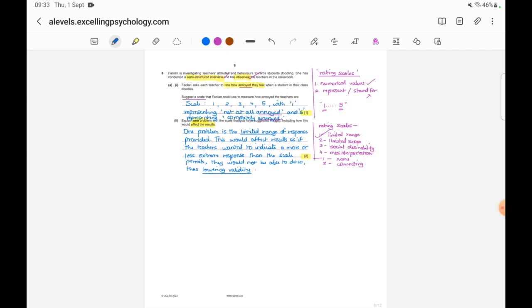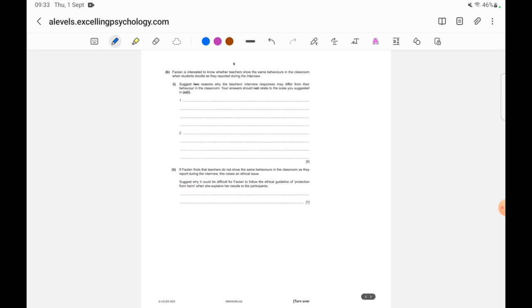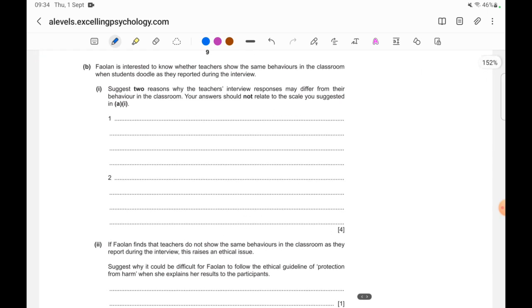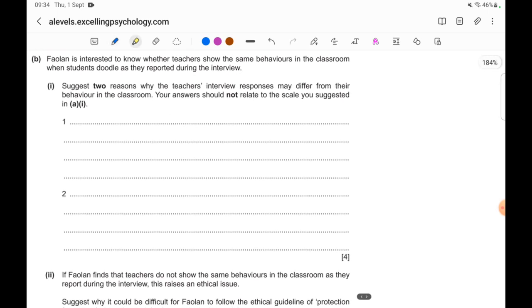Okay, so this is about question 8. There is more to this question, so let's move on. Question 8b, we have the researcher, continuing with the same example. The researcher is interested to know whether teachers should show same behaviors in the classroom when students doodle as they reported during the interview.